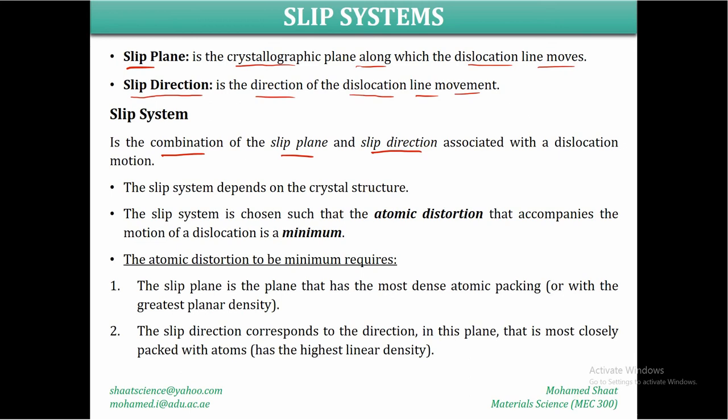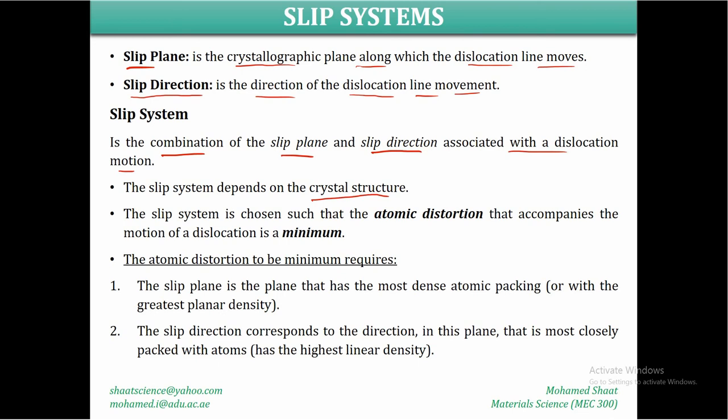So in order to describe how the dislocation is going to move, this requires a slip system, which is a combination of a slip plane and a slip direction. It means that you have to define the slip plane, the plane over which the dislocation line is going to move, and the slip direction, which is the direction of the dislocation line movement related to the dislocation motion. The slip system depends on the crystal structure. How? There is a condition in order to identify this slip system, because if we look at any crystal structure, and this is what we covered over chapter 3, any crystal has so many different crystallographic planes and so many different crystallographic directions.